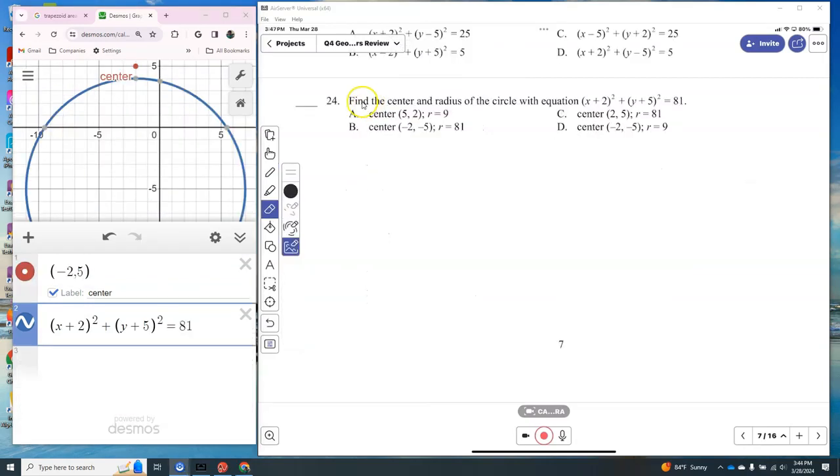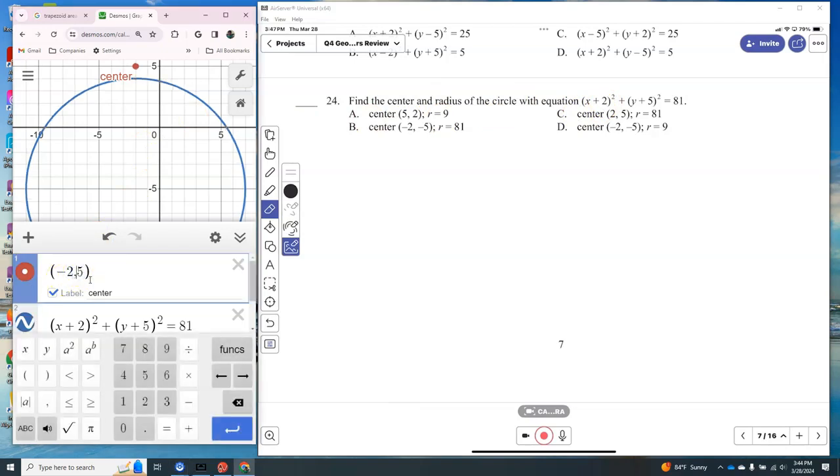Find the center and the radius of a circle with this equation. So it's -2, oh, it's not plus 5, it's going to have to be -5. And see, that's the center. And from the center to the edge here, it's going to be 9. So which one has -2, -5, and 9? The answer is D. These are automatic wrong answers, and so your only answer is D.